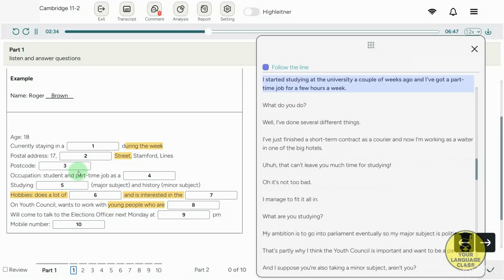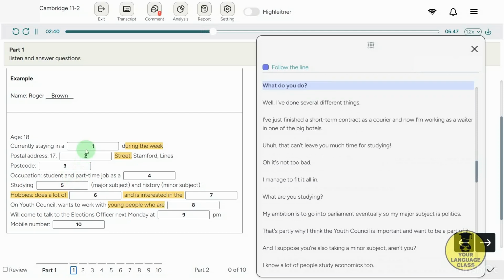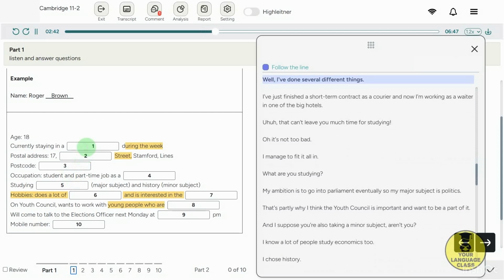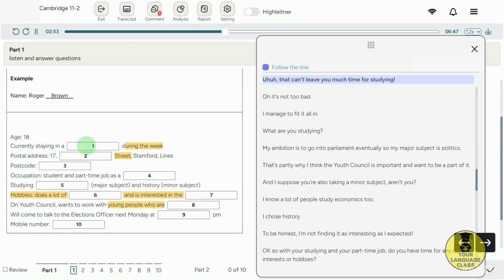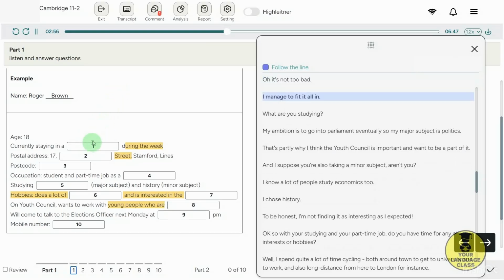I started studying at the university a couple of weeks ago, and I've got a part-time job for a few hours a week. What do you do? Well, I've done several different things. I've just finished a short-term contract as a courier, and now I'm working as a waiter in one of the big hotels. Uh-huh. That can't leave you much time for studying. Oh, it's not too bad. I managed to fit it all in.